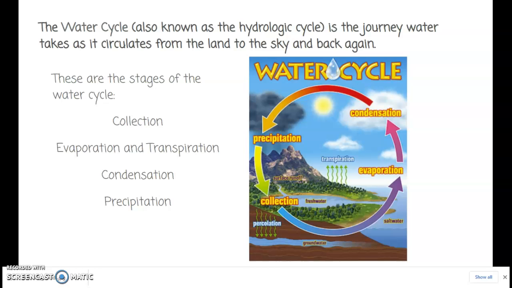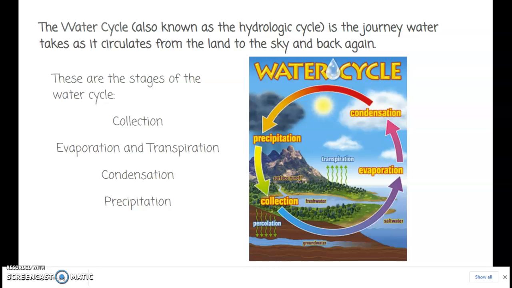The water cycle, also known as the hydrologic cycle, is a journey water takes as it circulates from the land to the sky and back again. Now, there are several different stages. There's collection, evaporation and transpiration, condensation, and precipitation. So you can see on the picture on the right the process in action.